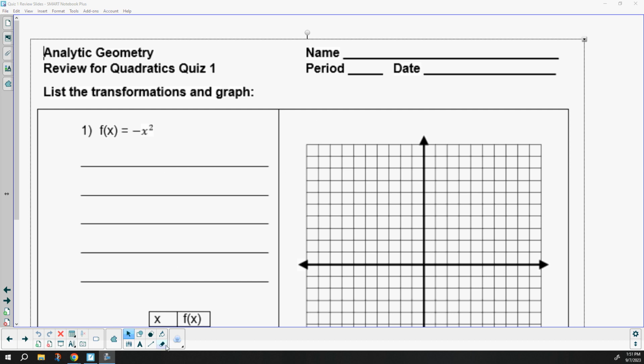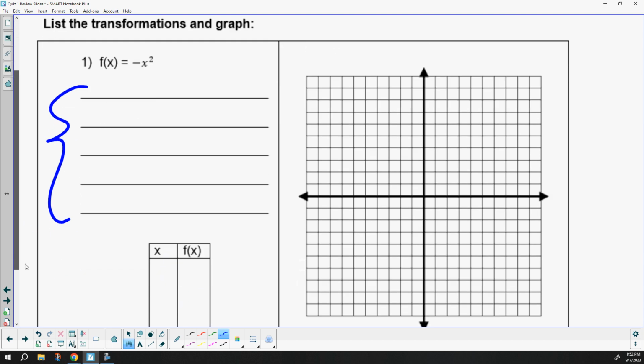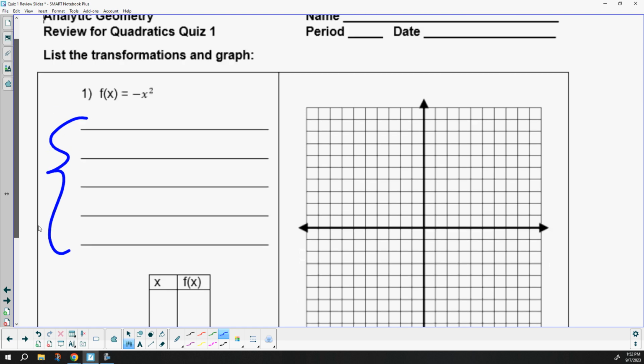Okay, I'm going to do this review really quickly before I have to go. So we're going to list transformations over here, and I'm also going to throw in the vertex so we can make a T-chart and then plot our points.